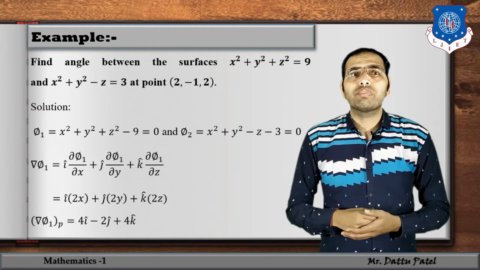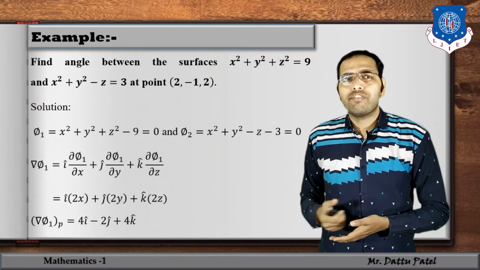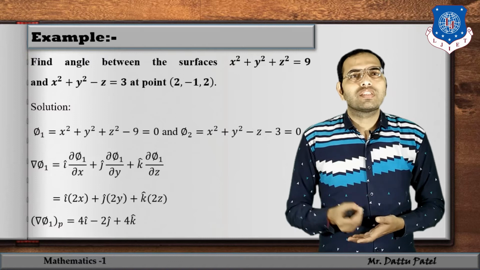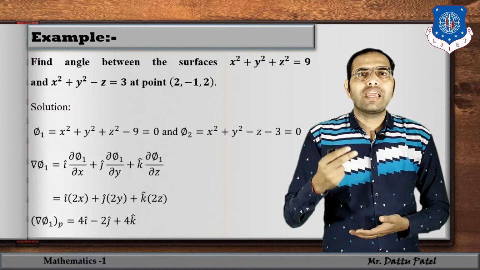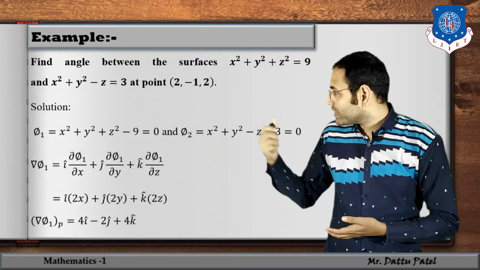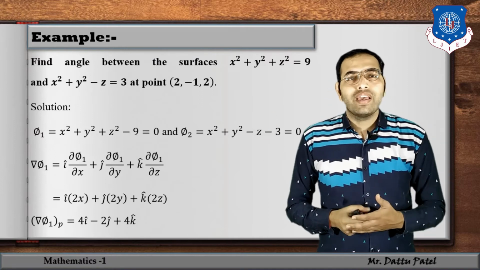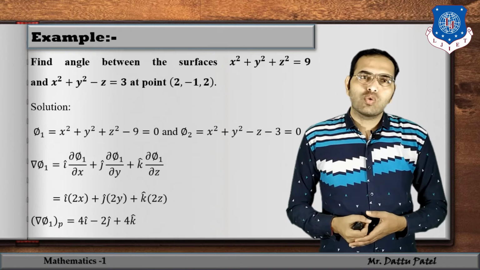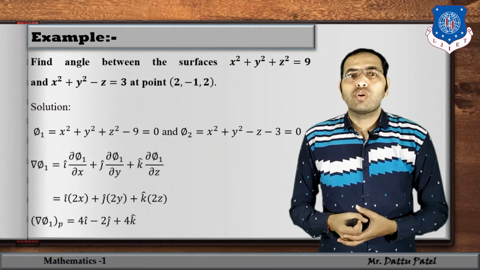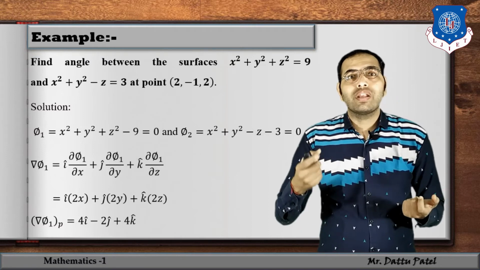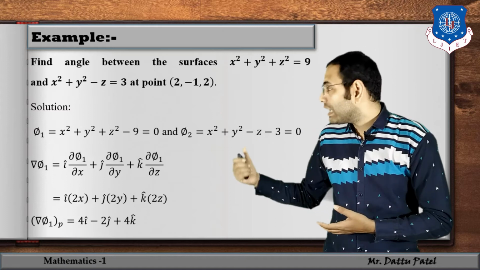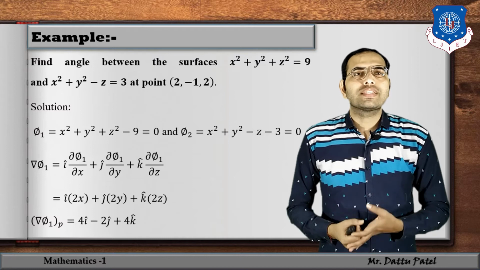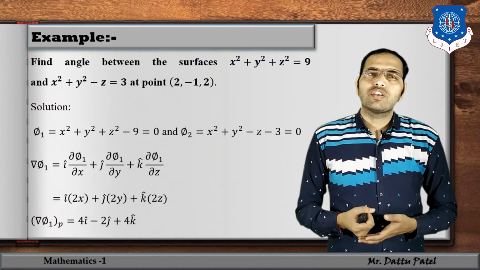First, finding the gradient of the first surface, nabla phi 1 equals i del phi 1 by del x plus j del phi 1 by del y plus k del phi 1 by del z. Then taking the partial derivatives of phi with respect to x, y, z and substituting, it gives i cap 2x plus j cap 2y plus k cap 2z. Now substituting x equal to 2, y equal to minus 1 and z equal to 2, that gives del phi 1 at the point 2, minus 1, 2, that is 4i minus 2j plus 4k.